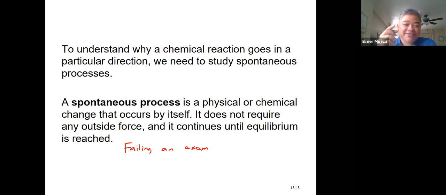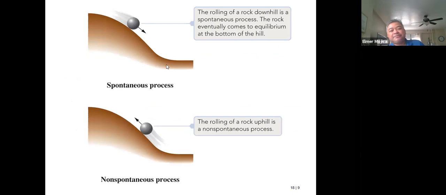Okay? So right now we go to the classic example that we have. If you have a ball on the hill, what will happen spontaneously? The ball will fall. The ball will roll. Now, can you expect the ball to go back up the hill? Of course not. So whatever is spontaneous in one direction is non-spontaneous in the reverse direction. Are we clear on that?